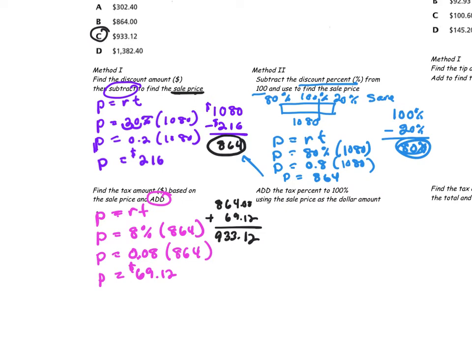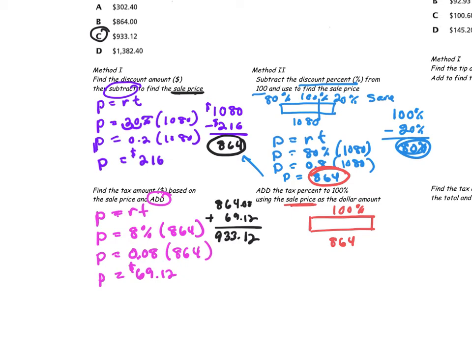So now let's continue. Now we have to deal with the tax. We're going to add the tax percent to 100% using the sale price as a dollar amount. So again, I'm going to model this using a tape diagram. Here is our full amount. This is 100%, but here's the key. We're no longer working with 1,080. We're working with 864. That's the amount that we would pay, the sale price.